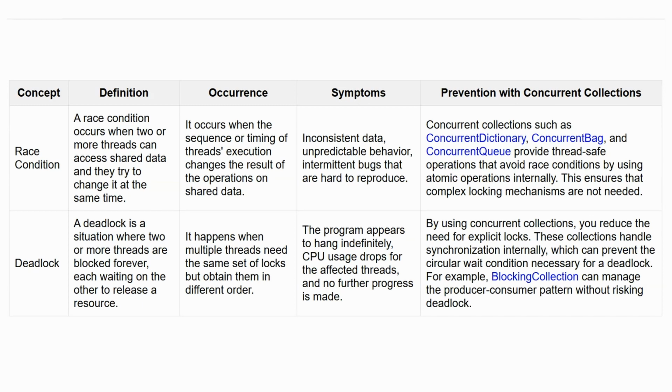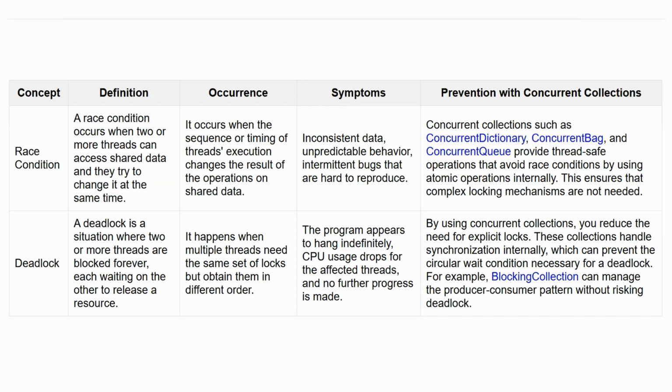When it comes to race conditions, they happen when two or more threads access shared data and try to modify it at the same time. On the other hand, deadlocks happen when two or more threads are blocked forever, as each one is waiting for the other to release a resource.